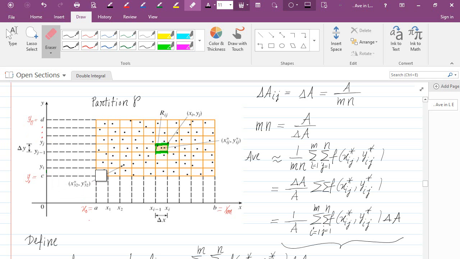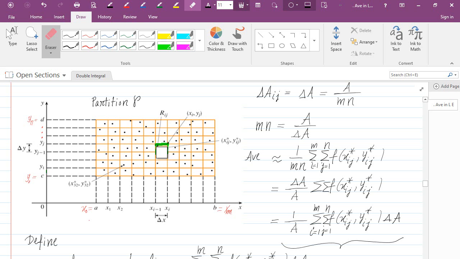and we are dividing the rectangle horizontally at the points y0, y1, y2, up to yn on the y-axis. So again, we are dividing the rectangle R into m vertical strips and n horizontal strips here. So together we get m times n sub-rectangles here.